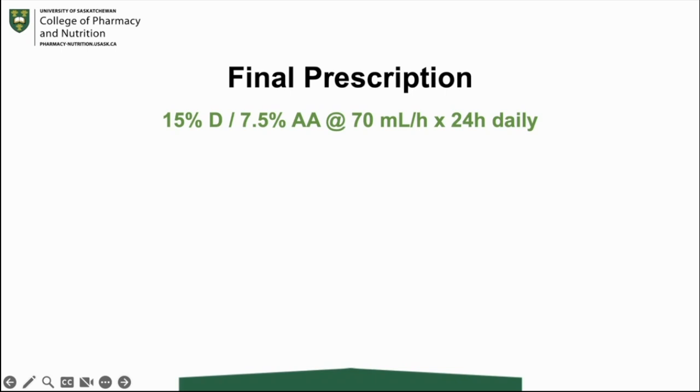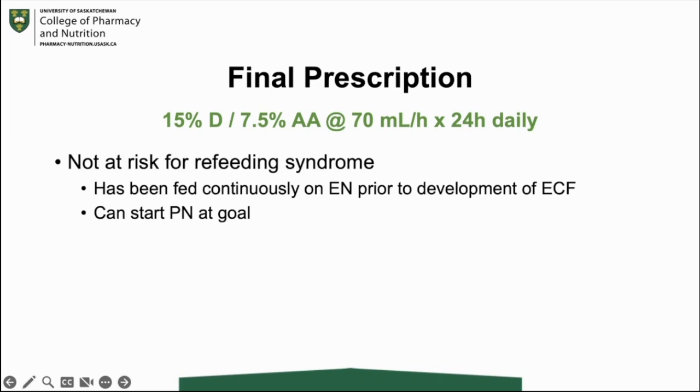For our patient, he is able to start PN at the goal rate of 70 milliliters per hour because he was deemed to be not at risk, as he was receiving enteral nutrition continuously prior to developing the enterocutaneous fistula. We will continue to monitor him, which will be reviewed in depth in the next video of this series.